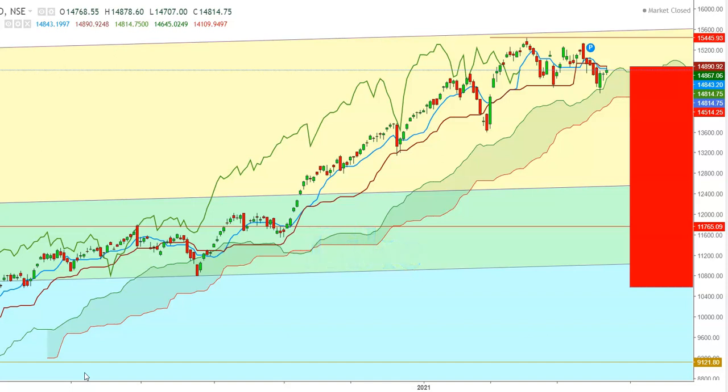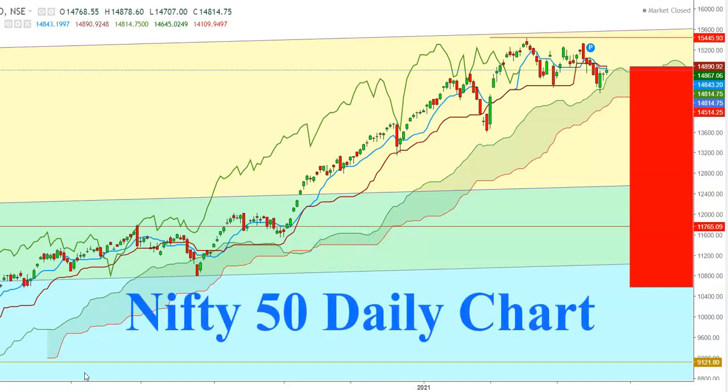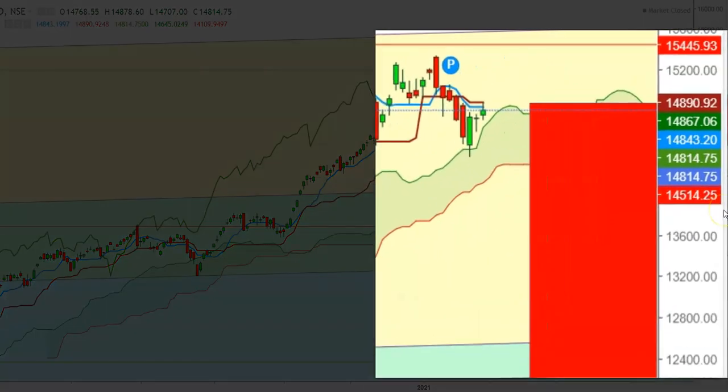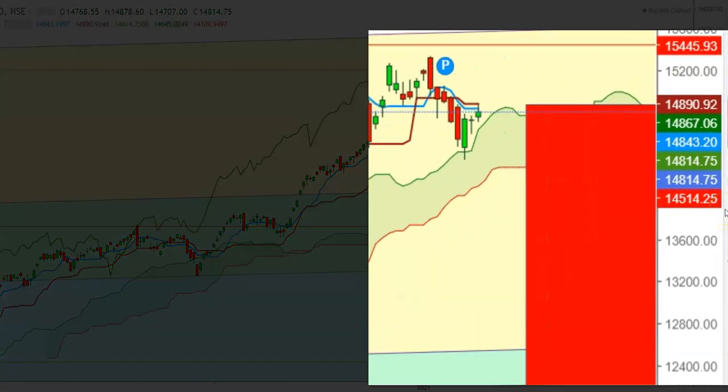So let us start the day to analyze the movements of Nifty 50 in different time frames. So friends, here you can see a daily chart of Nifty. Here as you can see that on March 23rd, Nifty started the day with an opening at 14,768 and tested a high at 14,878 and a low at 14,707 and finally closed the day at 14,814.